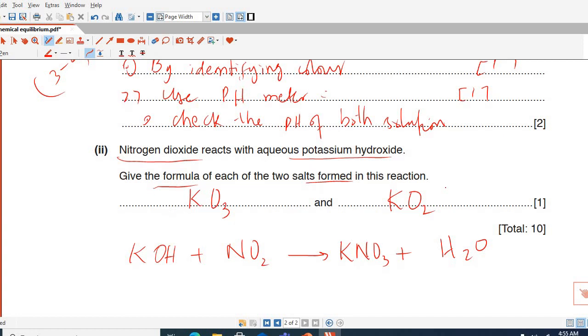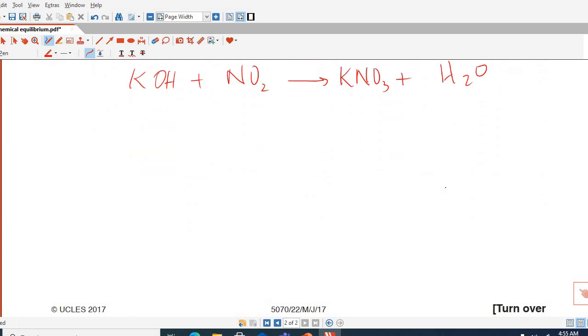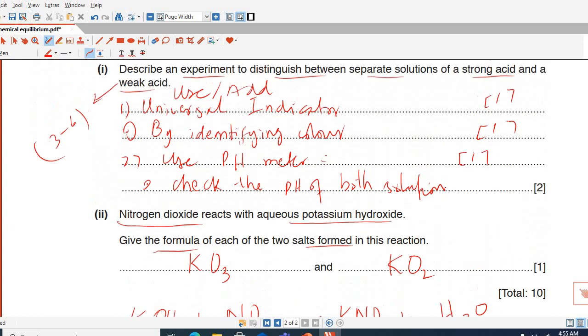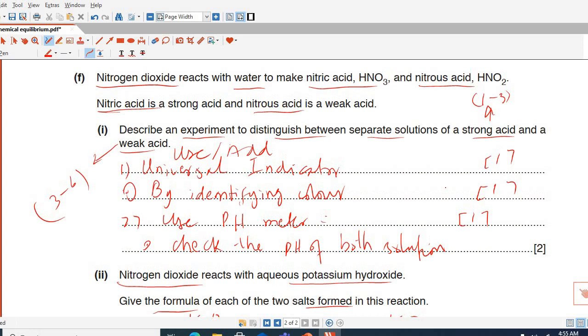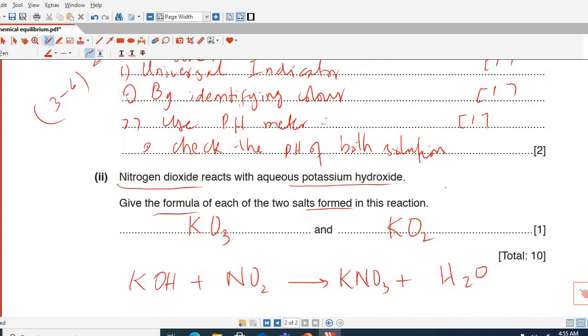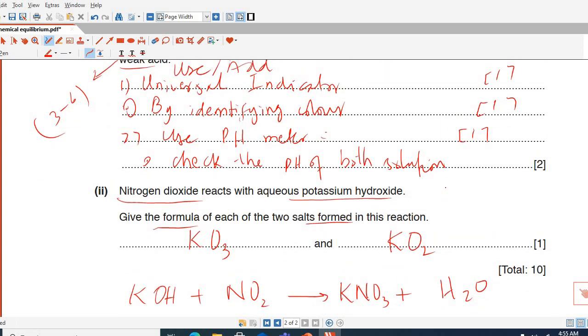So this was the question related to the chemical equilibrium, right? These are the parts and there are 10 marks related to this question. I hope you understood the concept related to the factors affecting the equilibrium position.